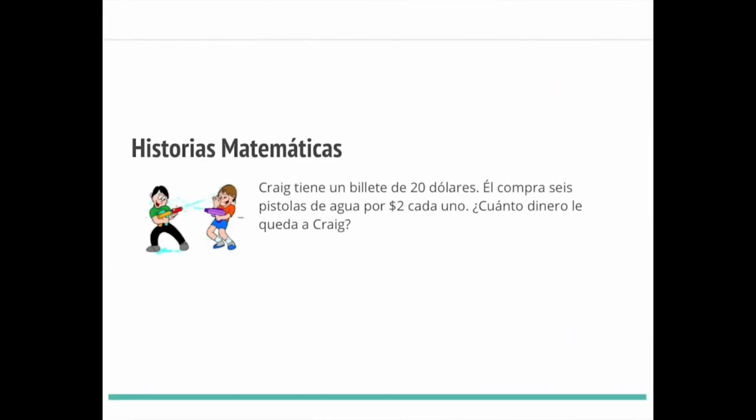Última historia matemática. Craig tiene un billete de $20. Él compra 6 pistolas de agua por $2 cada una. ¿Cuánto dinero le queda a Craig? Empecemos con la C en cubes. $20 y $2. ¿Me falta algún otro número? Lee bien el problema verbal. Excelente. Él compra 6 pistolas de agua. Así que voy a escribir 6 y voy a circular.